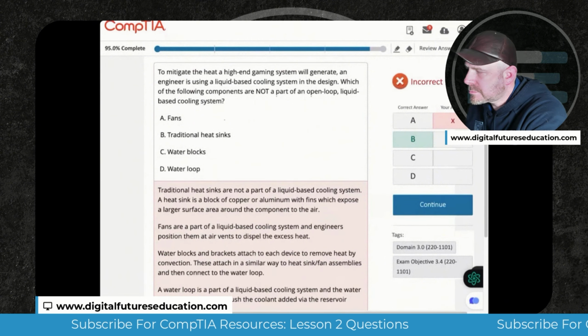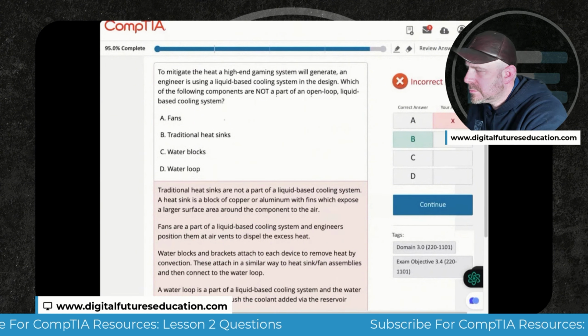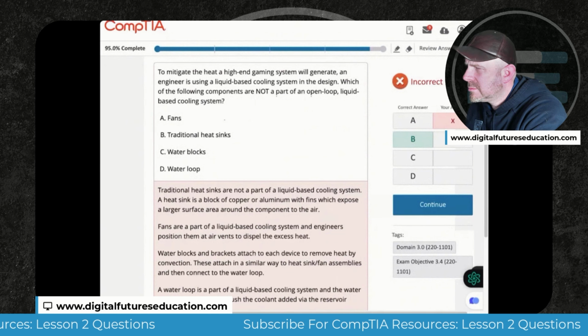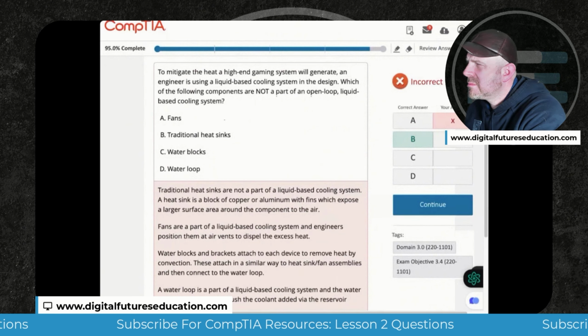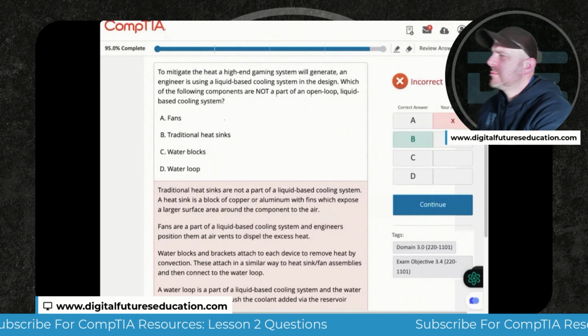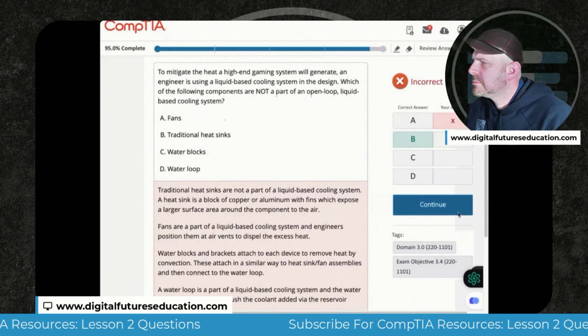A heat sink is a block of copper or aluminum with fins which expose a larger surface area around the component. Now I don't feel like they spoke to that specifically, but you have to deduce it from what, yeah, a little bit.